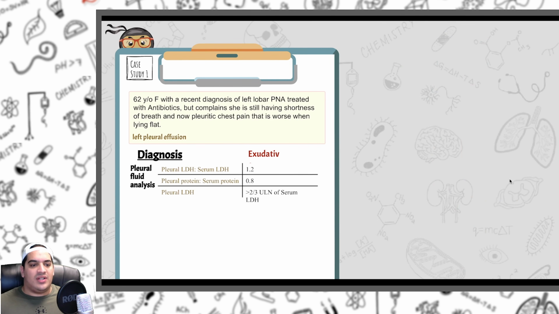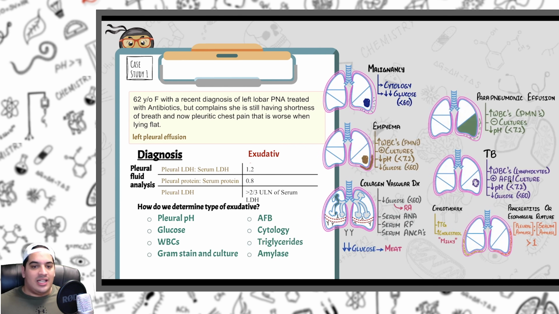So now we move on to the next part: if I think this is exudative, how do I determine which type of exudative it is? The next thing I'm going to do is evaluate other potential things that may lead me to think about what it could be. I'll check the pleural pH. If the pleural pH is low, it definitely supports more of an infectious etiology. If the glucose is really low, that's really concerning. That can point to a lot of different things.